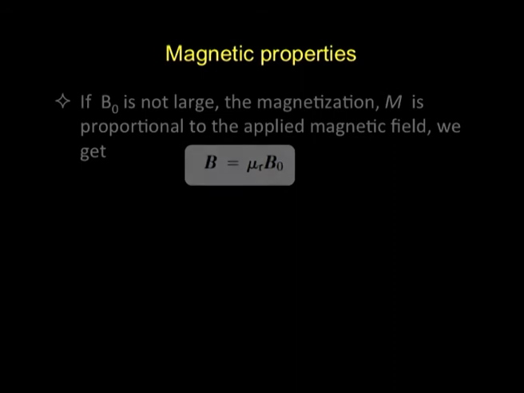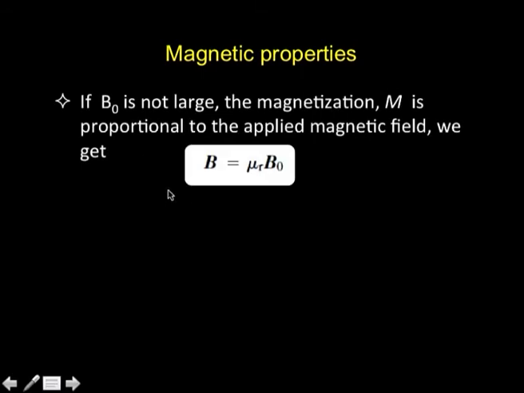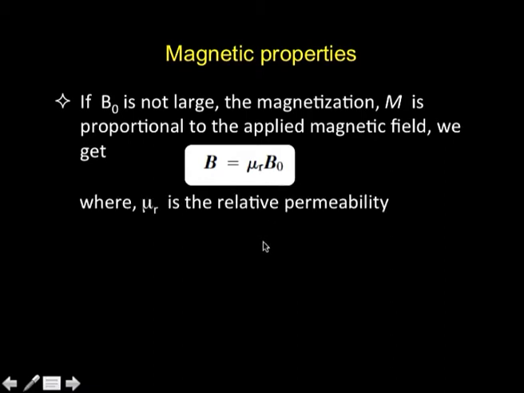Now, if the applied field, that is the field generated because of the current passing around the solenoid, is not large, we find that the magnetization M is proportional to the applied field, and in such a case we can write B equal to mu r B naught, where mu r happens to be the relative permeability, and B naught of course is the applied field.